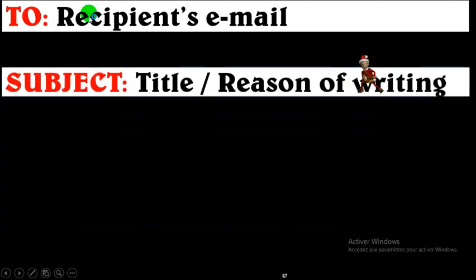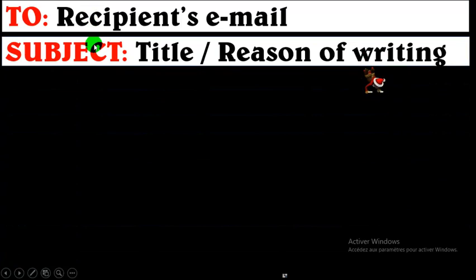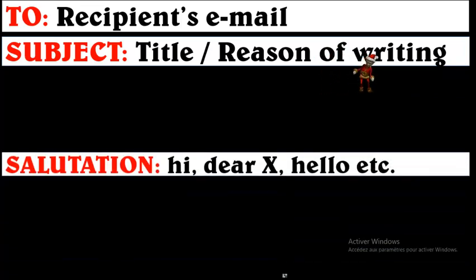Here are the different parts of a good email. Number one, the recipient's email. To whom are you writing? Number two, the subject of your email, the title, the reason why you are writing. So even before opening the email, the recipient must know what is in the email, the main idea.